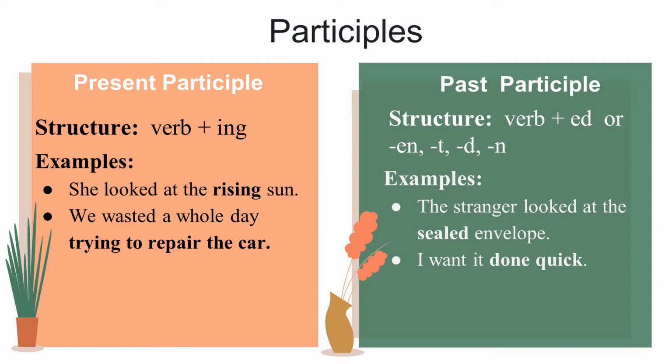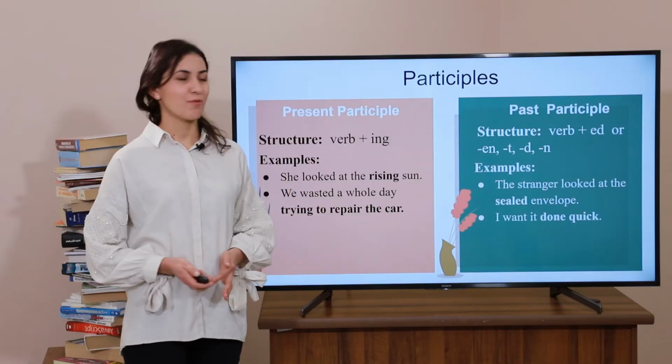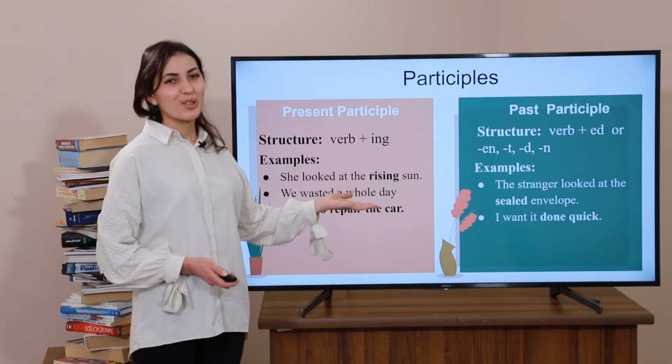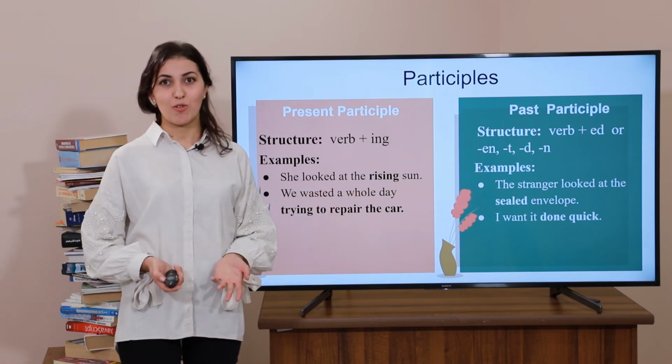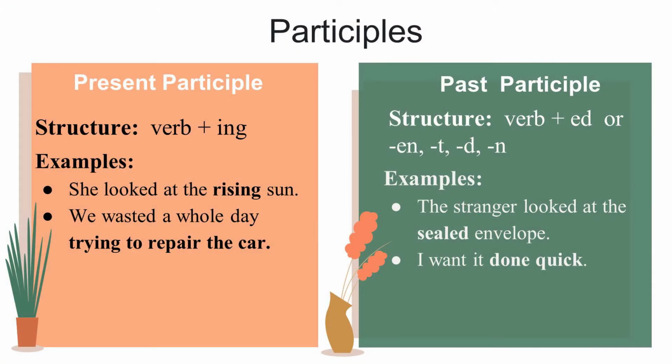For the past participle, I have these 2 examples. The stranger looked at the sealed envelope. As we can see, sealed is a regular verb, therefore it ends with ed. And in this sentence, it has the function of an adjective. Which envelope or what kind of envelope? The sealed envelope. One more example. I want it done quick. In this case, as you can see, the verb is irregular, done, and it does not function as a verb.